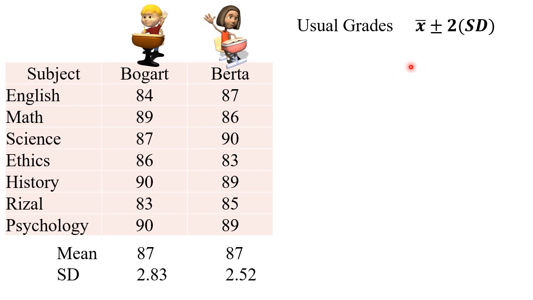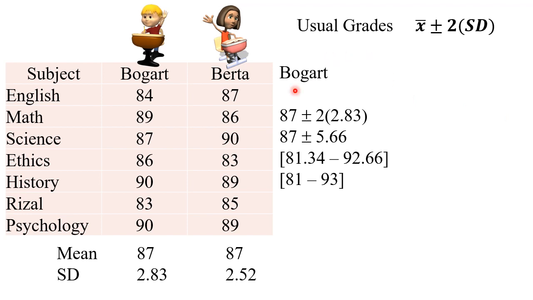All you have to do, class, is find the mean and the standard deviation of our data. Since we already have their values, both have a mean of 87, but they have different standard deviations. So now we are going to solve the usual grades of Bogart. The mean of 87 plus and minus 2 times the standard deviation of Bogart's grades, 2.83, simplifies to 5.66, but again, you have your plus and minus. So here you have to add and subtract.